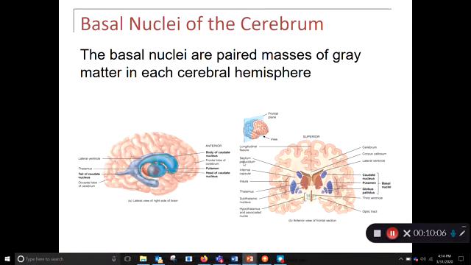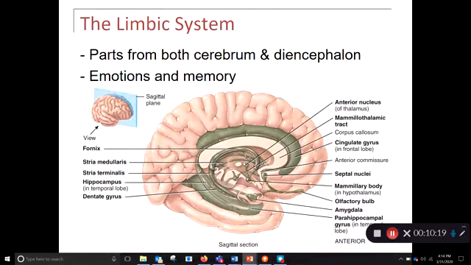Basal nuclei of the cerebrum, they are just bits and pieces of gray matter inside your cerebral hemispheres. They're paired often and frequently. We're not going to talk too much about that. In fact, this is about all we're talking about. We are going to talk about the limbic system, however. Its bits and pieces reside both inside the cerebrum and the diencephalon. Remember the thalamus, hypothalamus, epithalamus. I'm going to go ahead and hit about 4 structures here.